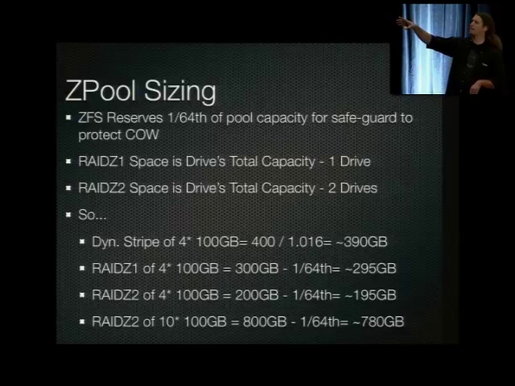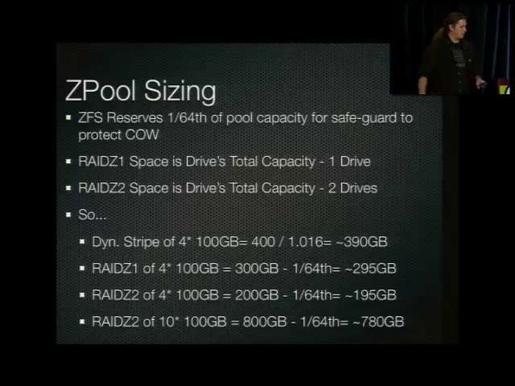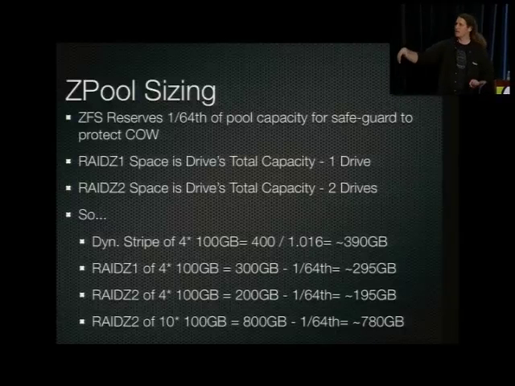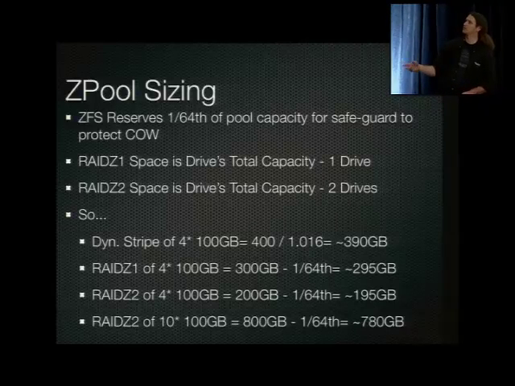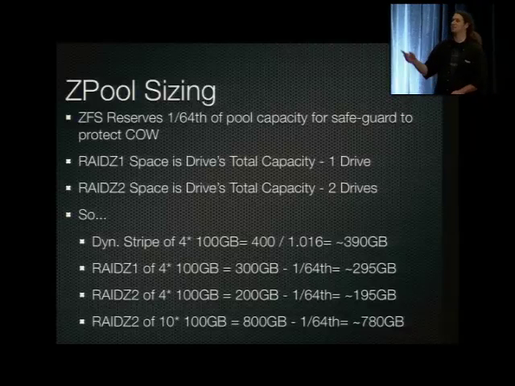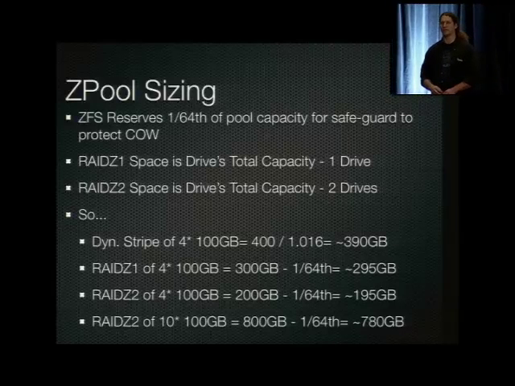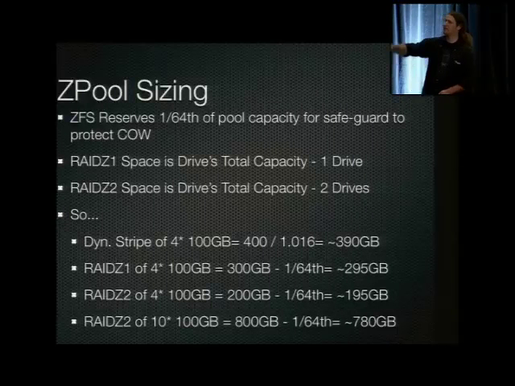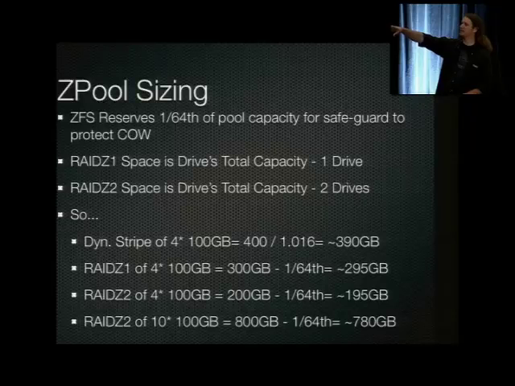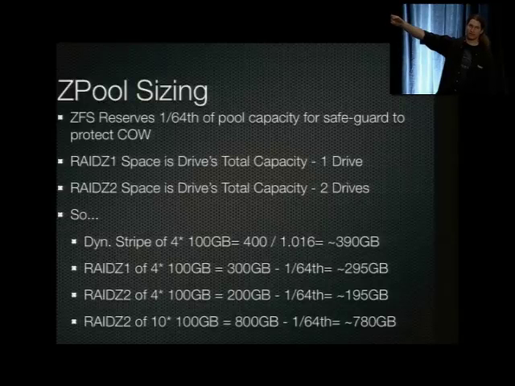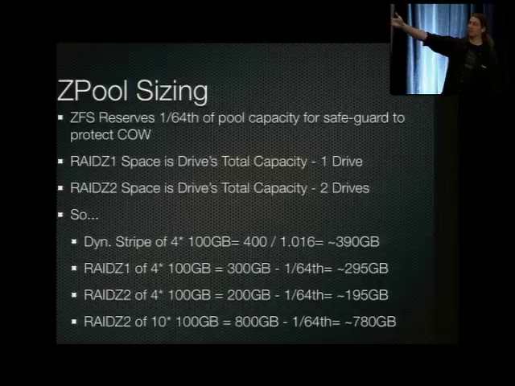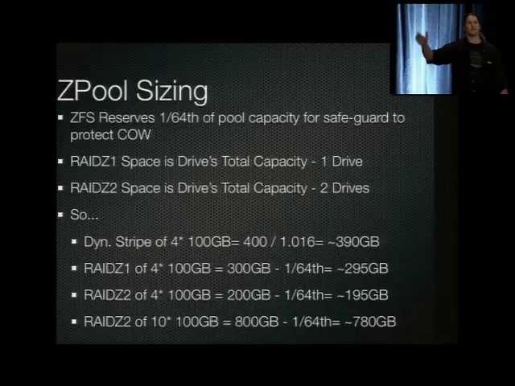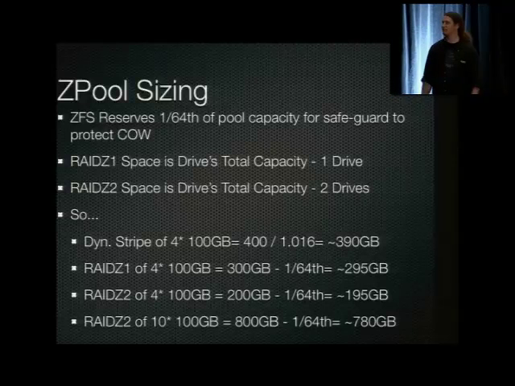So to protect against that, it reserves 1/64th of the total pool size to make sure that doesn't happen. Looking at the RAID types, a RAID Z1, like RAID 5, offers you the raw capacity minus 1 drive. RAID Z2 is the raw capacity of devices minus 2 drives. Same kind of math you've always used for RAID 5, RAID 6. As an example, if I have a dynamic stripe of 4 100 gig devices, that's 400 gigabytes of capacity minus 1/64th. We can just divide by 1.016, and we get the actual usable capacity of the pool at approximately 390 gigabytes. Always round your numbers when you do this math, because it's approximate.